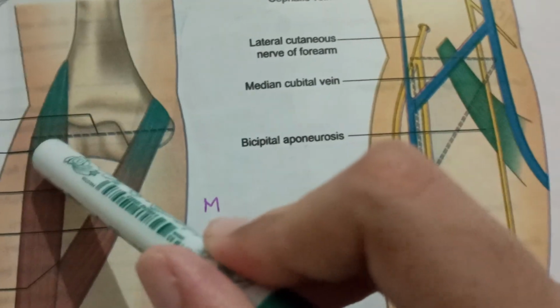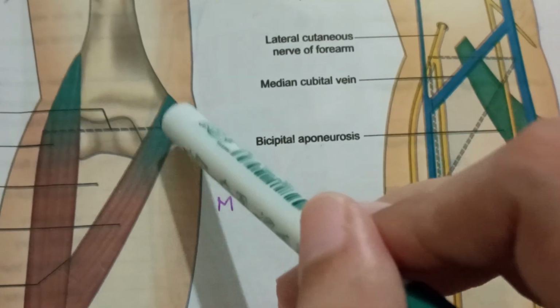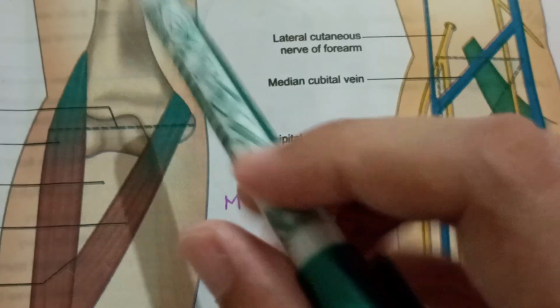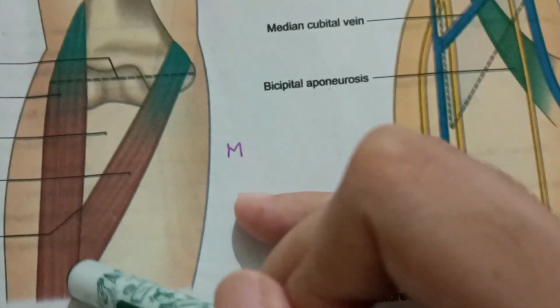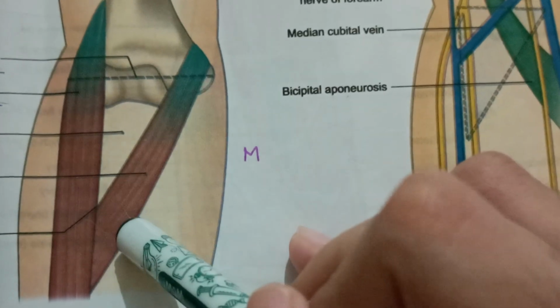The base of the fossa is formed by an imaginary line that is passing in front of the two epicondyles of the humerus bone, and the apex is formed by that point where these muscles cross each other.